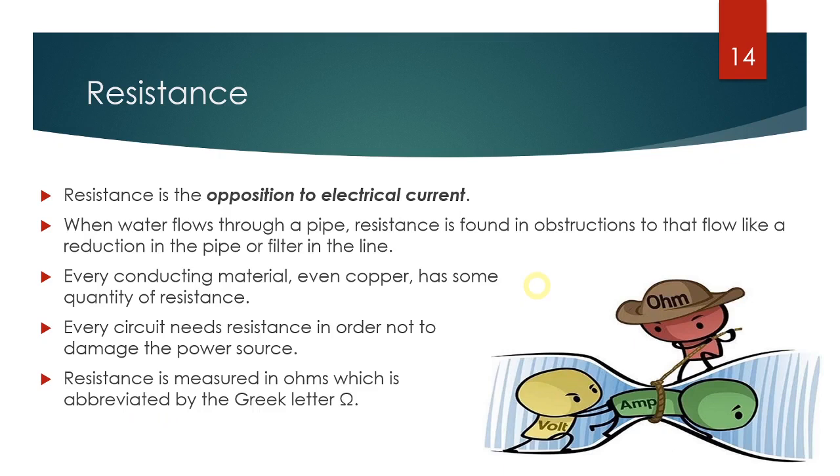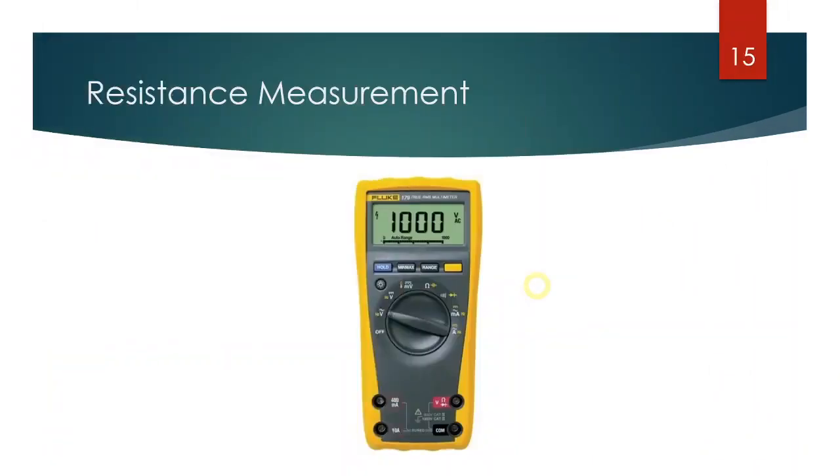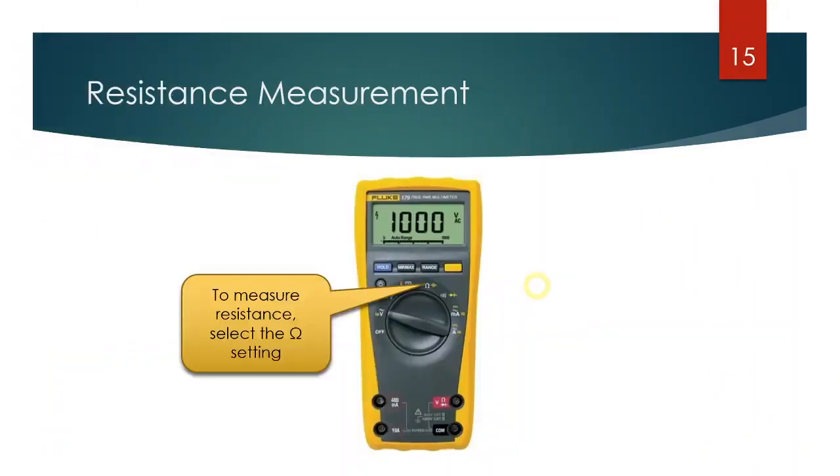The resistance is measured in ohms, and the Greek letter omega is what we're going to use to represent that. Ohm is the gentleman who actually discovered the concept of electrical resistance, and that's why the units were named after him. Okay, let's see how we're going to measure resistance.